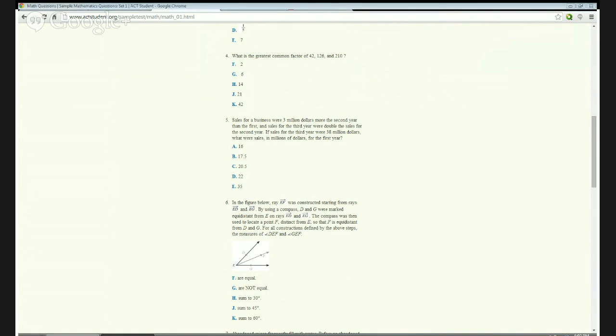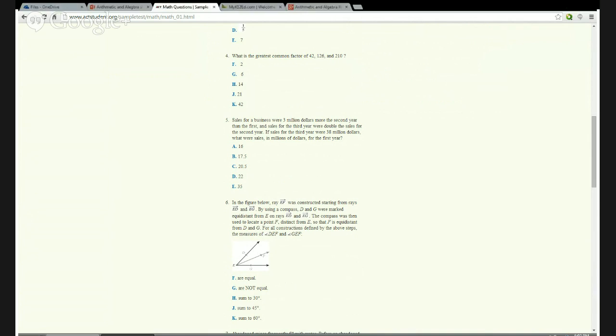So it says sales for your business were $3 million more the second year than the first, and sales for the third year were double the sales for the second year. If sales for the third year were $38 million, what were sales in millions of dollars for the first year? So it sounds like a lot. There's a lot of words in there, a lot of millions and years. This is actually another algebra problem.